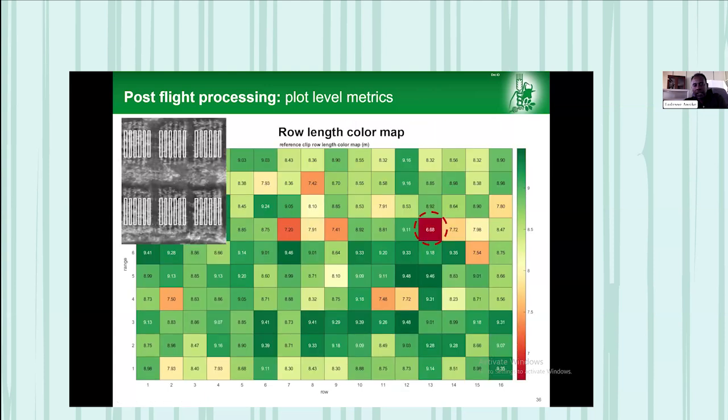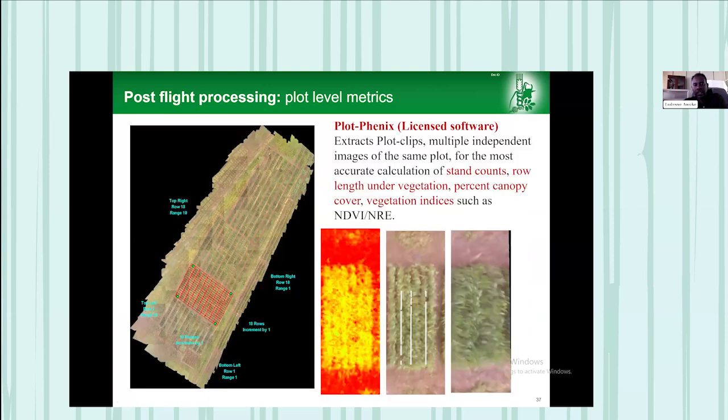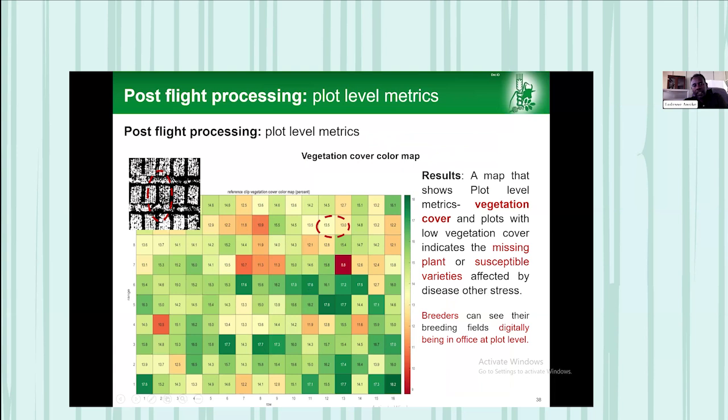At the same time, not only row lengths, other data can also be generated. So this is how the rows are generated, as you can see here, and at the same time, vegetation color maps and different metrics can be generated, as you can see here. Sorry, it is a little bit distorted, but this is what I mean. So this is a nice software.